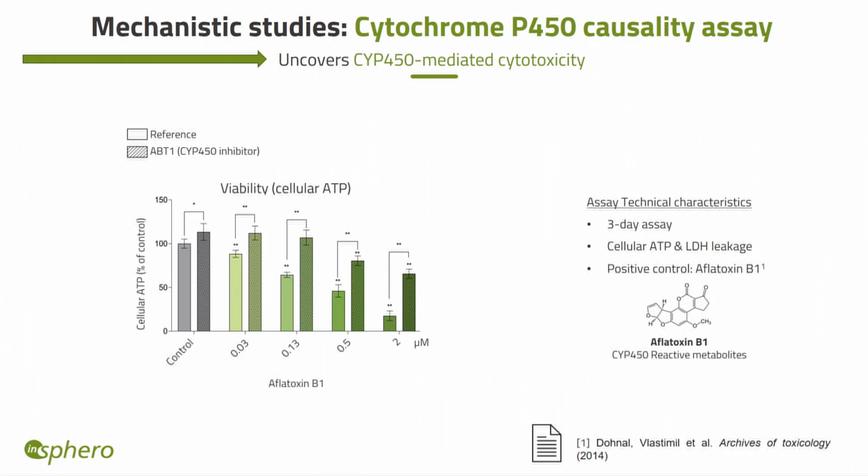So the first example I would like to guide you through today is the cytochrome P450 causality assay, which aims to uncover CYP450 mediated toxicity. Here we are using aflatoxin B1 as a positive control, and aflatoxin B1 was shown in vivo to produce toxic reactive metabolites when processed by CYP450 enzymes. In the full colored bars, you can see the increasing cytotoxicity of aflatoxin B1 with increased test concentration. However, when we treat the liver spheroids with a combination of aflatoxin B1 and a CYP450 inhibitor, ABT, in the dashed bars you can see that the cytotoxicity is abolished. Therefore, we are able to recapitulate in vitro the findings in vivo about aflatoxin B1.